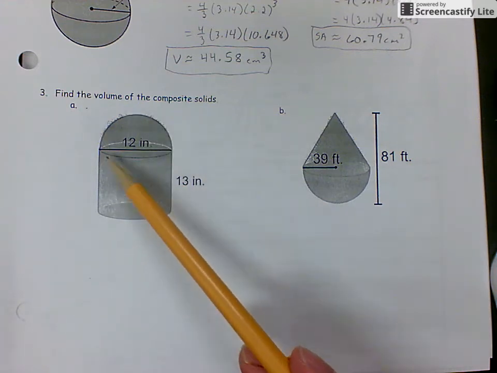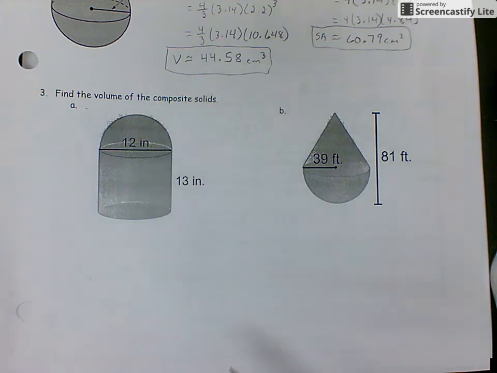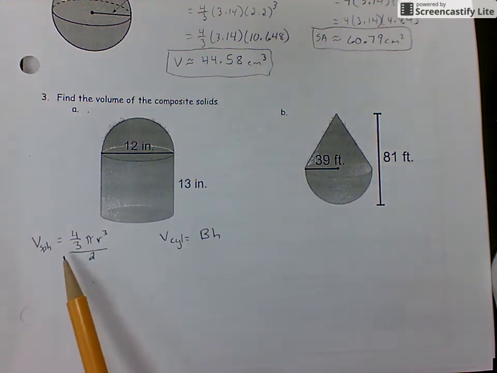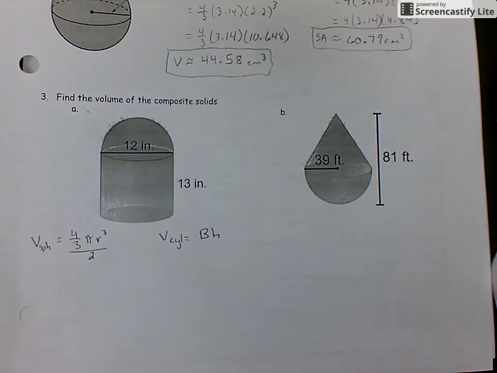So once again, this shape is just half of a sphere. So we can take our formula for sphere that we just learned in the last problem to find this volume, and we can divide it by 2 because it's only half of it. So let's take our two equations. So our volume of our sphere is going to be 4/3 pi r cubed. Then, like I said, we got to divide it by 2 because it's only half of it. And then our volume for a cylinder is going to be the area of the base times the height.